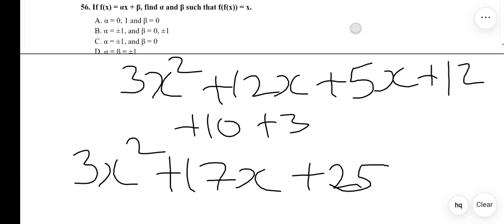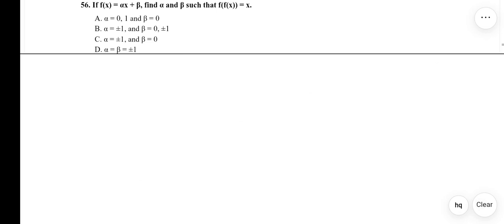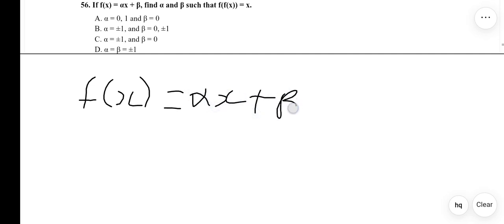So for question 56, I have, if f of x is this, I should find the value for which my f of f of x is equal to x. So first of all, my f of x is equal to alpha x plus beta. So when I now change my input from x to f of x, anywhere I see x, I will change it to the value of f of x, which is alpha x plus beta.